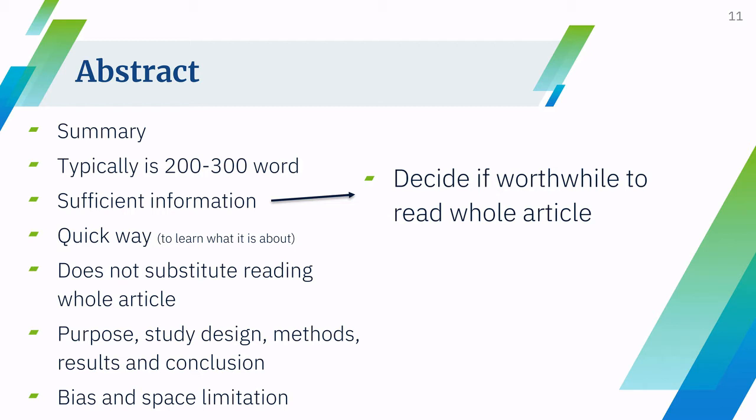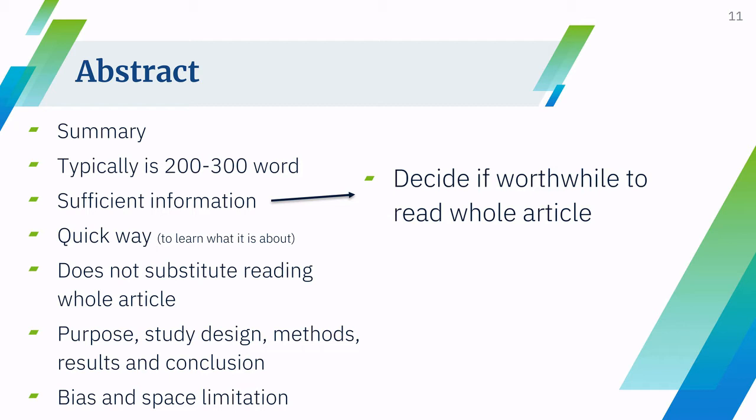The abstract serves as a summary of the article and typically is 250 words in length or less. The purpose of an abstract is to provide the reader with enough information to decide if it is worthwhile to retrieve the entire article. Although the abstract is a quick way to learn what a study is about, it does not substitute for reading the entire article.